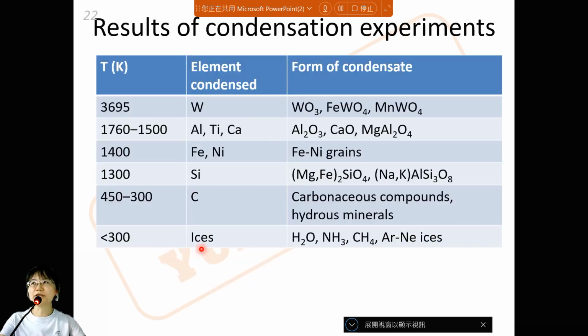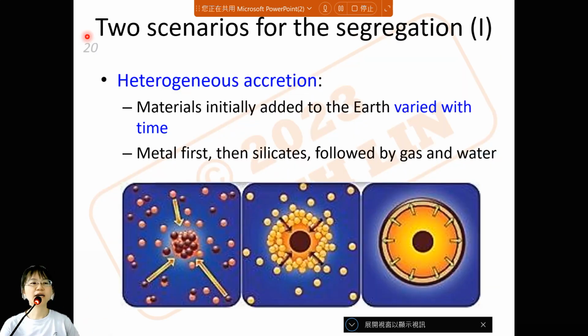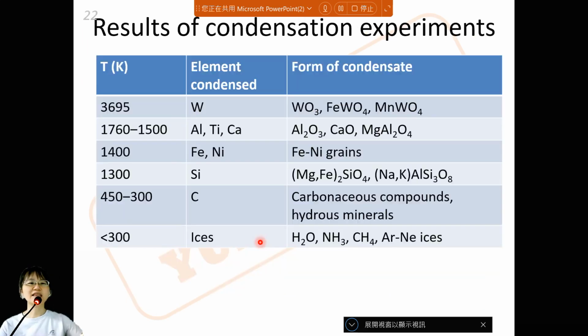Scientists have tried to do some experiments to figure out whether the heterogeneous accretion makes sense. How do scientists do that? They do a condensation experiment. The idea is if the Earth is accreted over time, during accretion, it will gradually cool down. When you think backwards, the first thing that accreted must be something that has the highest melting point. Therefore, because of its high melting point, when temperature is lowered, it will be the first thing to condense.